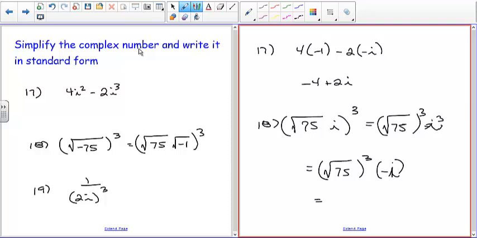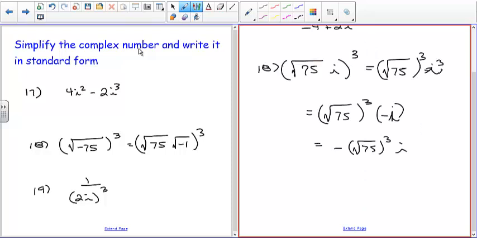Now if you take the square root of 75, I don't know if this comes out to be anything nice, so let me use the calculator. Take the square root of 75 and then cube that, and you don't get anything that's simplified. So what you get is negative the square root of 75 cubed times i. It doesn't look that simplified.